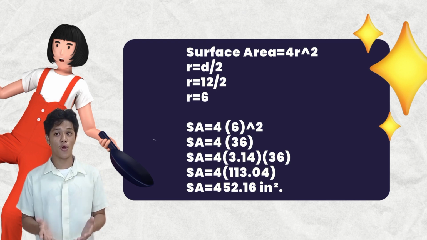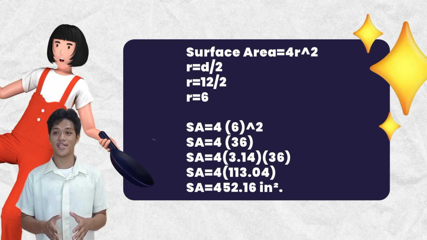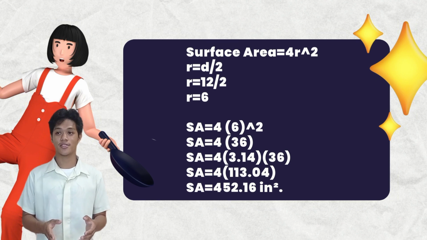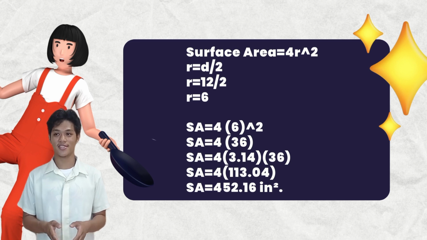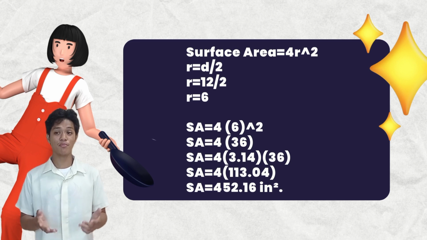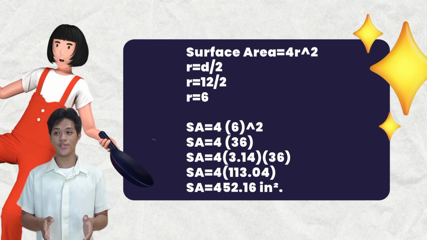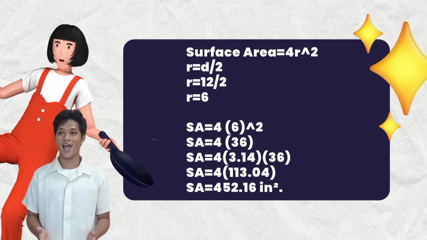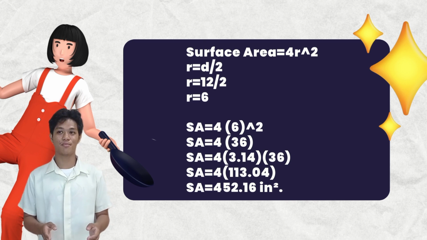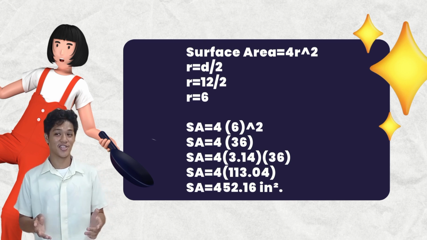Surface area equals 4 times pi times radius raised to 2. So, surface area equals 4 times pi times 6 raised to 2. 6 squared is 36. Then multiply it by our pi, which is 3.14. We can get 113.04. Then after that, multiply it by 4. Then our surface area is 452.16 inches squared. Now, it's your turn. After showing the problem on screen, you can pause the video and try answering the problem.